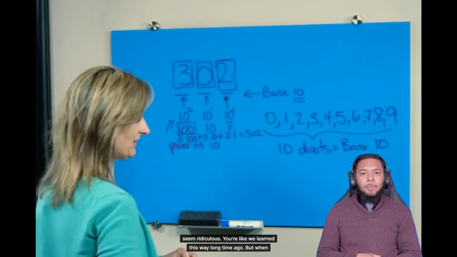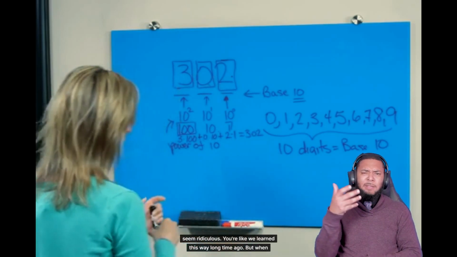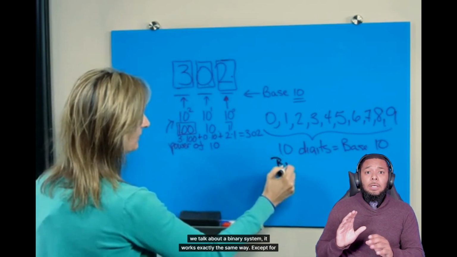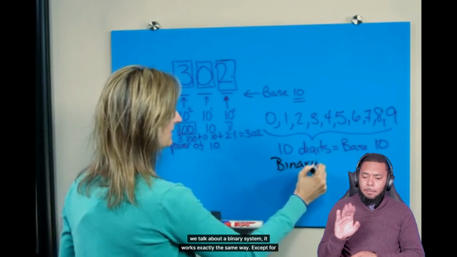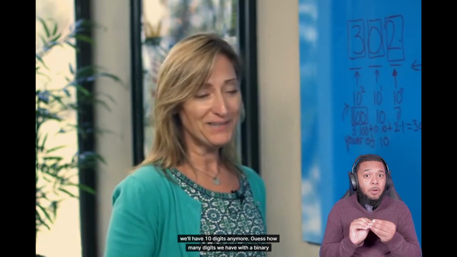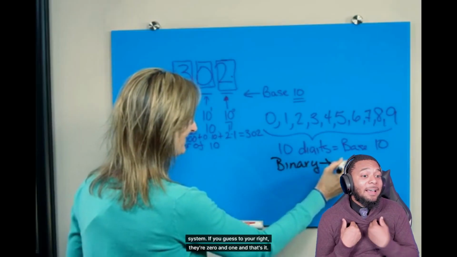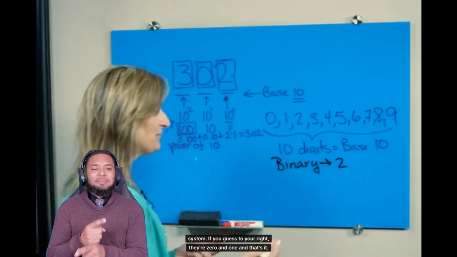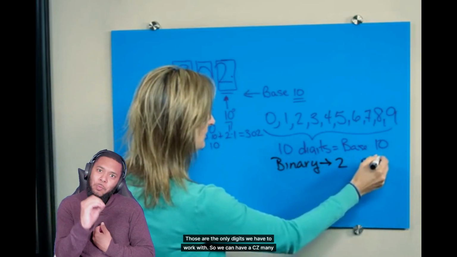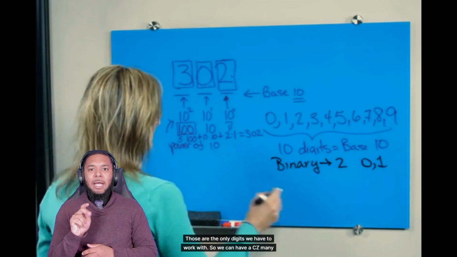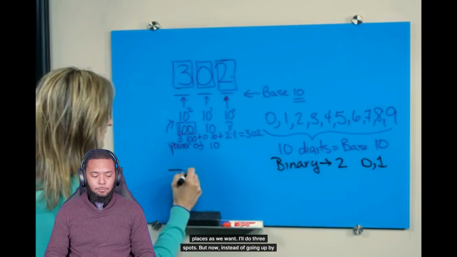So that might seem ridiculous. You're like, we learned this a long time ago, but when we talk about a binary system, it works exactly the same way, except we don't have 10 digits anymore. Guess how many digits we have with a binary system? If you guess 2, you're right. There's 0 and 1, and that's it. Those are the only digits we have to work with. So we can have as many places as we want.